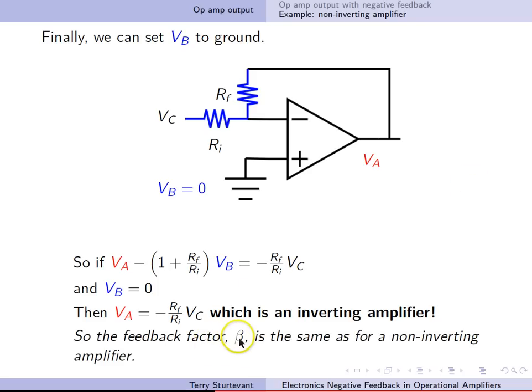This means that the feedback factor beta is the same for an inverting amplifier and a non-inverting amplifier.